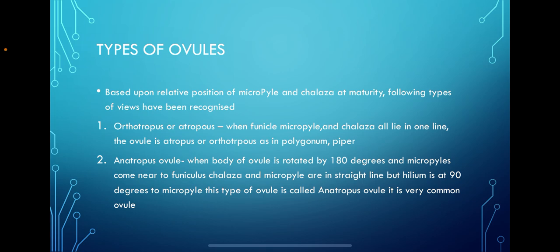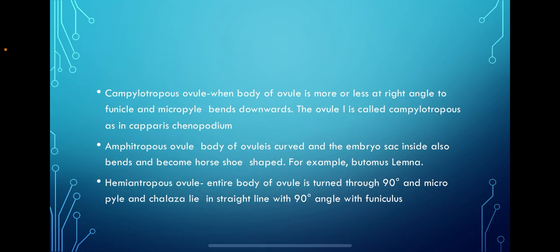Orthotropous or atropous ovule: when funicle, micropyle and chalaza are all in one plane, the ovule is orthotropous, as in Polygonum and Piper. Anatropous ovule: the body of the ovule is rotated by 180 degrees and the micropyle comes near the funicle. Chalaza and micropyle are in a straight line. This type of ovule is called anatropous ovule. It is the very common ovule.